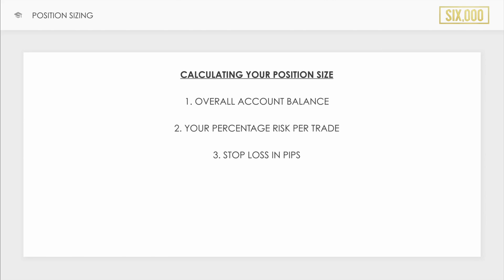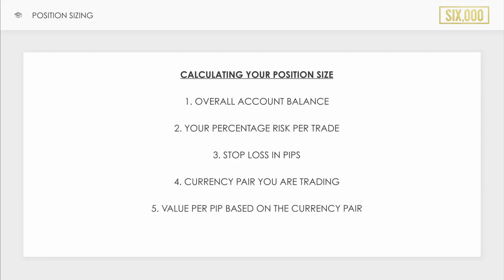Let's say you had a stop loss of 100 pips. You then need to identify the currency pair you're trading, which may be Great Britain pound, US dollar. Then you need to work out the value per pip based on the currency pair, because of course the value of the pip is going to change depending on which currency pair you're trading. And then this is how you calculate the unit or lot size required. And this aligns with your overall account balance. And this is how you risk 1 to 2%.